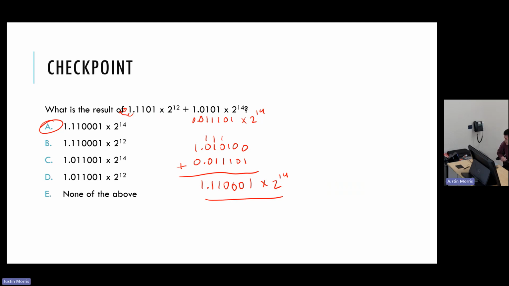Alright, let's also do one more step here. What if we had to keep the same number of binary digits? Like if we had to keep it as 1, 2, 3, 4, 5. What do we do here? So 1, 2, 3, 4, 5. It would just get chopped off. 2 to the 14. Okay.